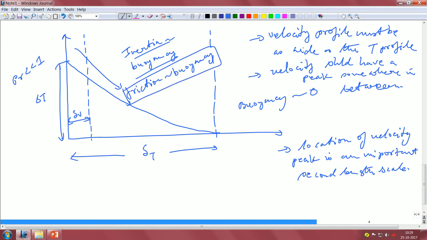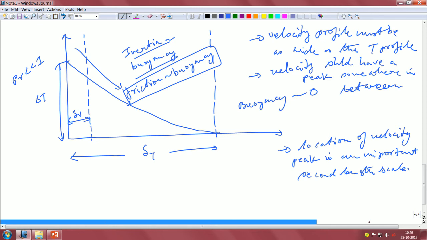So, friction and buoyancy balance each other in a layer very close to the wall, in a very thin layer which is called delta V, in which the buoyancy-driven fluid is restrained by the viscosity of the wall. That is, in a nutshell, what friction balancing buoyancy exactly means.